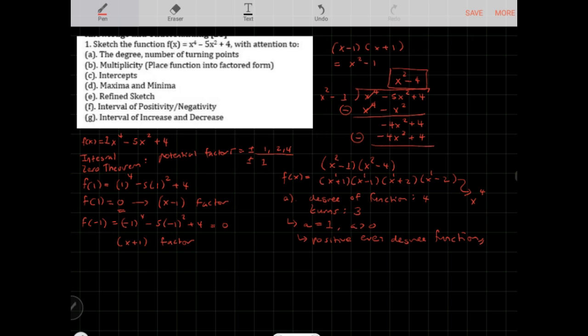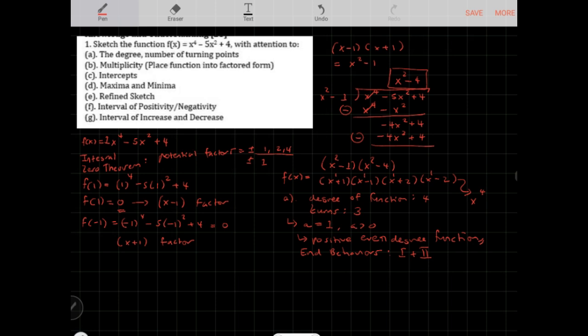And we know that because it's a positive even degree function, the end behaviors are going to be found in quadrants 1 and 2. Okay, so we're going to have the same end behaviors because it's an even degree function, and they should be found in quadrants 1 and 2.